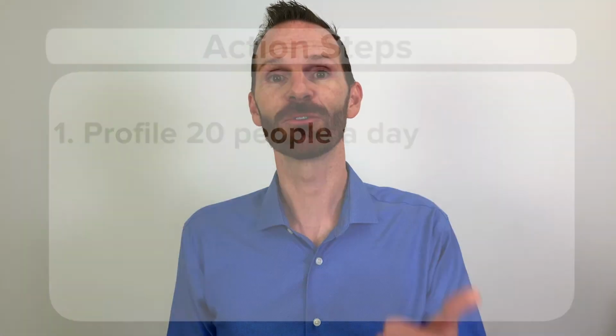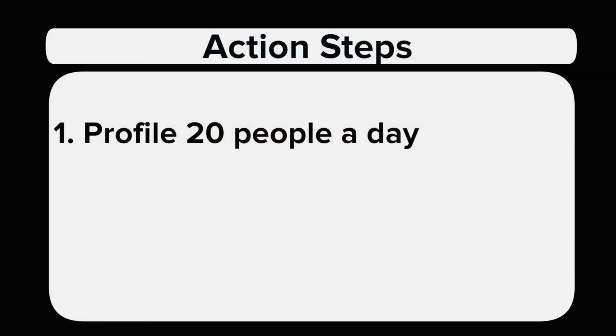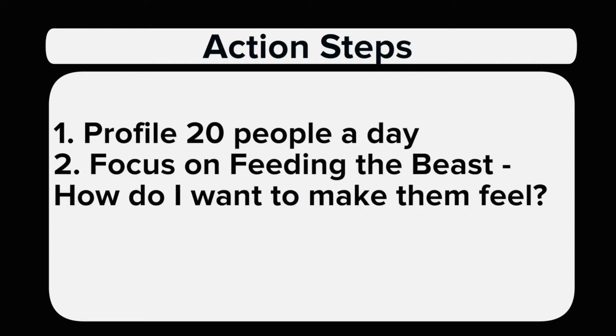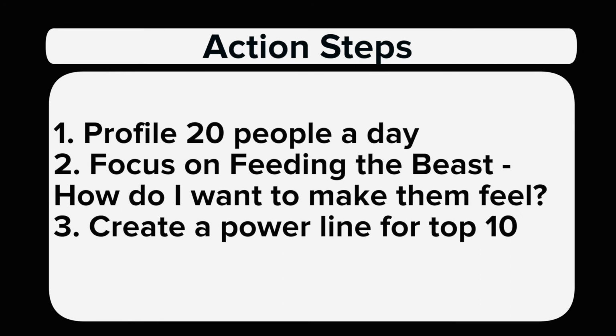So here are my suggestions for you in the coming weeks. First off, profile 20 people a day. 20 people a day. Make this an everyday item, just like brushing your teeth. The more you do this, the more successful you will feel, and the more clean your teeth will be. Next one, focus on feeding the beast. How do you want them to feel in every interaction you have from here moving forward? Also, create a power line for your top 10 sphere of influence and keep that at your hip so you can actually use that to help them to get more of what they want.